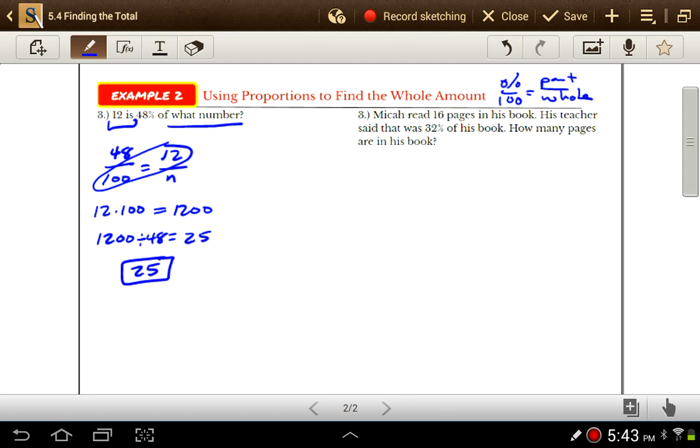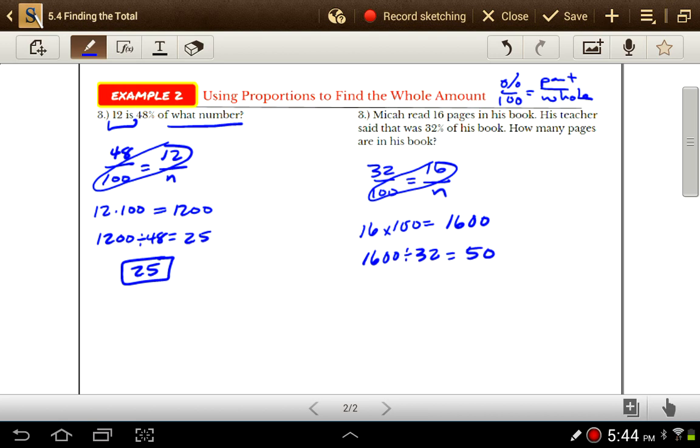Okay. For number 3, we have a word problem. We read 16 pages, and that's 32% of the book. How many pages are in the book? I can take my percent, 32 over 100, equals 16, which is the part that I've read. I want to figure out the total amount in the book, so I take 16 over the unknown. Again, multiply 16 times 100, and that's going to equal 1600. Then I divide by the number that's with the unknown. 1600 divided by 32 gives me 50. So in this particular book, there'd be 50 pages.